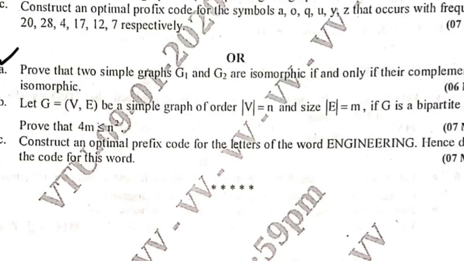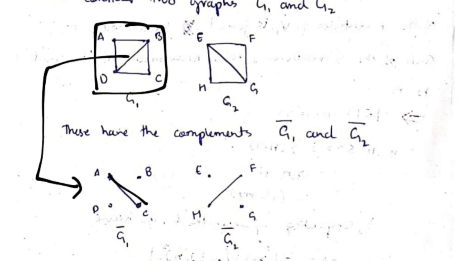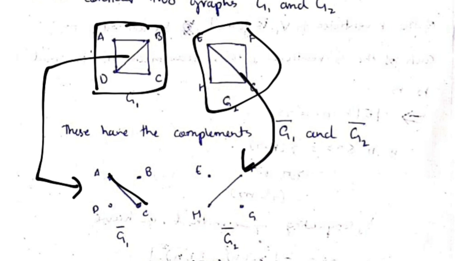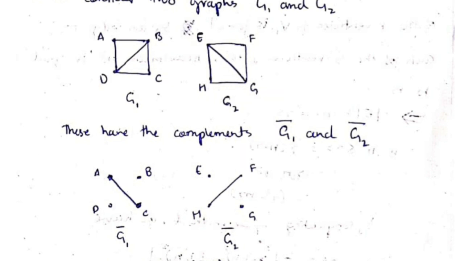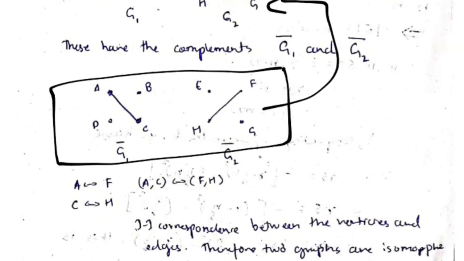The first part of question number 10 is to prove that two simple graphs G1 and G2 are isomorphic if and only if their complements are also isomorphic. Okay. Now, if you remember, the complement is the edges which are not present in the main graph. So the complement of this is AC and the complement of this is HF. Okay. So we have to prove that if these both are isomorphic, then these graphs are also isomorphic.